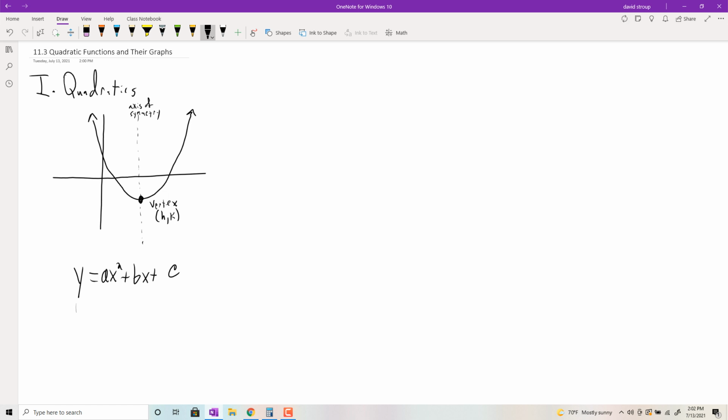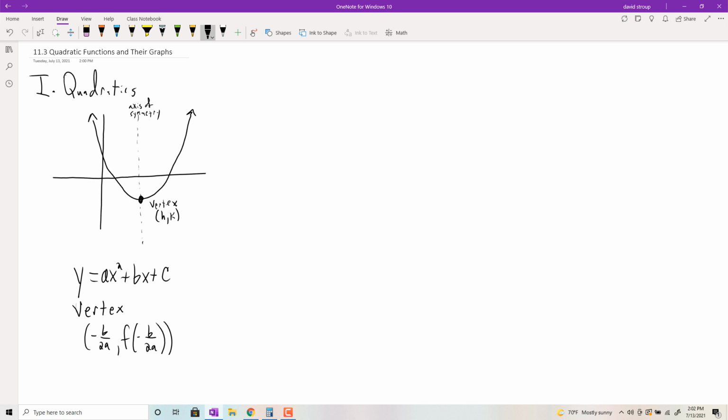We can find the vertex by using this formula that kind of looks like the complete the square formula, but it's not. The vertex will be located at negative b over 2a, comma f of negative b over 2a.